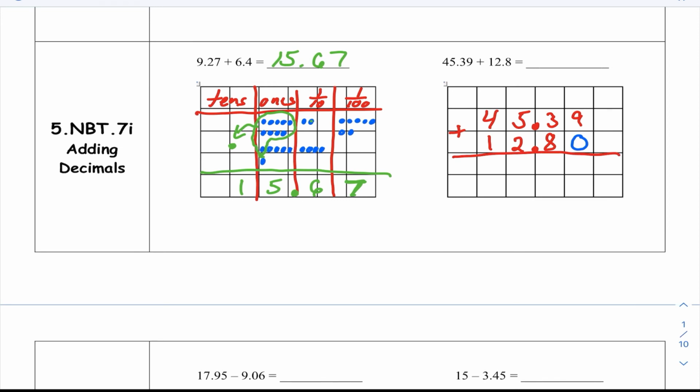So now we have 9 plus 0 hundredths is 9. 3 tenths plus 8 tenths is 11 tenths. So 10 of those can be bundled and made into a 1. Now I have 1 tenth remaining. I have my decimal point. 1 plus 5 ones plus 2 ones is 8 ones. And 4 tenths plus 1 ten is 5 tens. So 45 and 39 hundredths plus 12 and 8 tenths is 58 and 19 hundredths. So we could have also solved that one using the place value model.